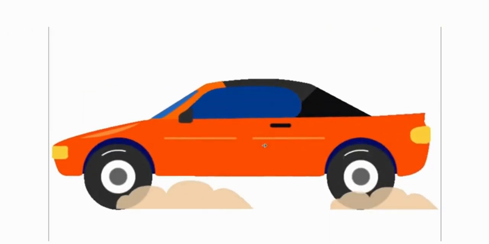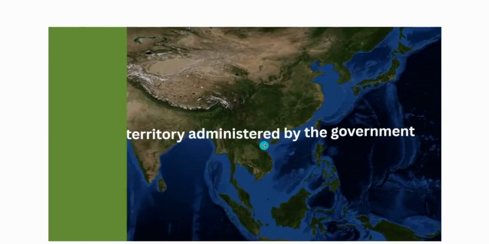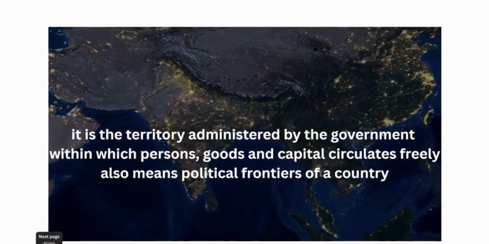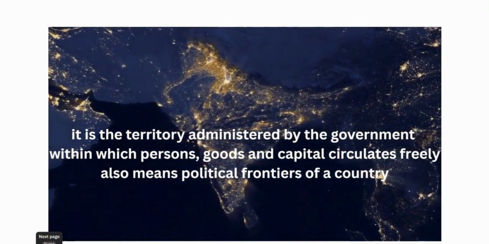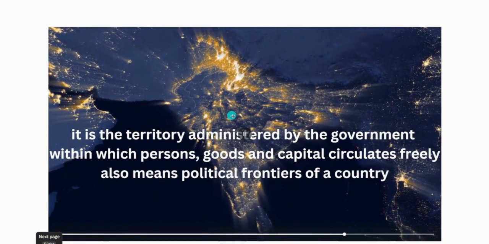Moving swiftly to the definition of domestic territory. What is domestic territory? It is territory administered by the government within which persons, goods and capital circulate freely. I do not need any visa to move freely within my country. If I want to go abroad, then and then only I'll need permission or visa to visit that country, but within my country I can move freely.